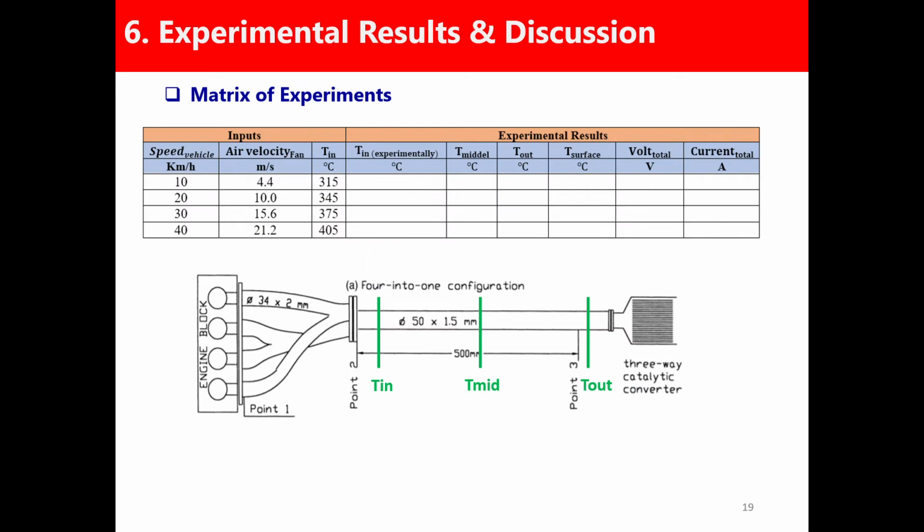The matrix of the experiment is shown in this table, where our input parameters are the speed of the vehicle in km per hour, the air velocity produced by the fan in meters per second, and the inlet temperature to the exhaust. From the experiment, we can find the middle and outlet temperature inside the exhaust, also the surface temperature which is in contact with the hot side of thermoelectric generators. And by multimeter, we can measure the total voltage and current.